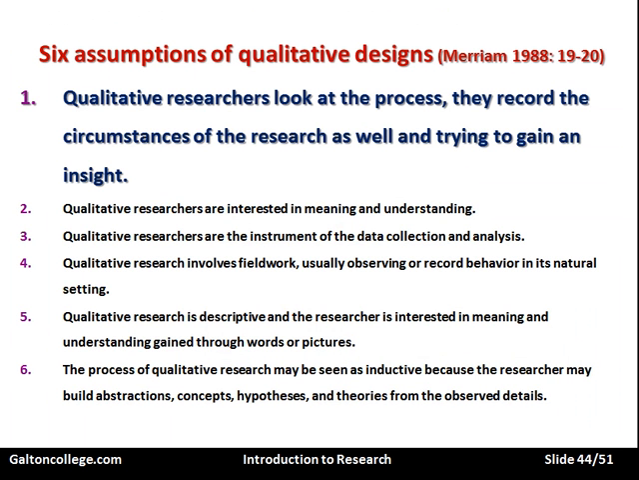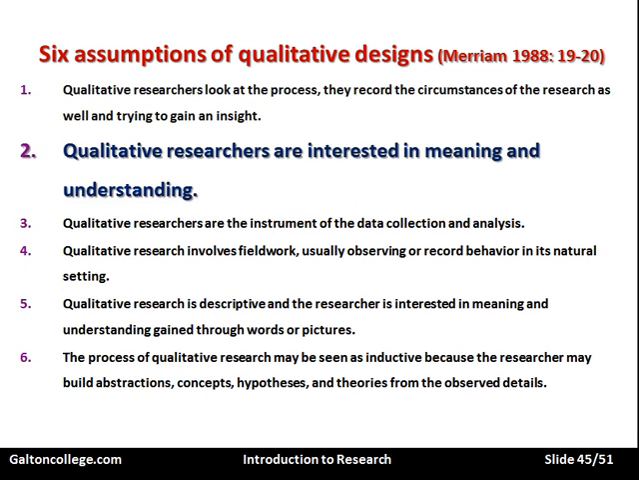Now, there are 6 assumptions of qualitative designs. First of all, the qualitative researcher looks at the process, the record, and they look at the circumstances of the research, and they look at the insights they're trying to gain. So the qualitative research is looking at process and looking at circumstances. That's the first point. Secondly, qualitative researchers are interested in meaning and understanding. What's going on? What's the context of the research and how is it influencing the outcome?